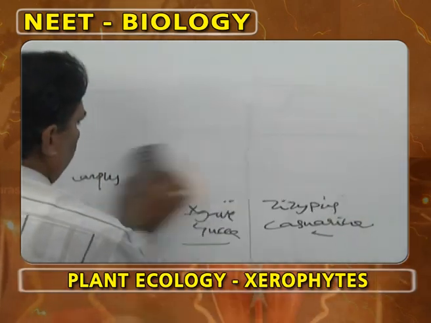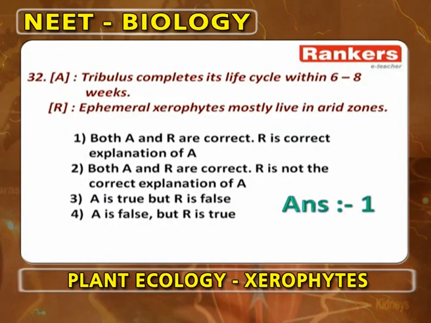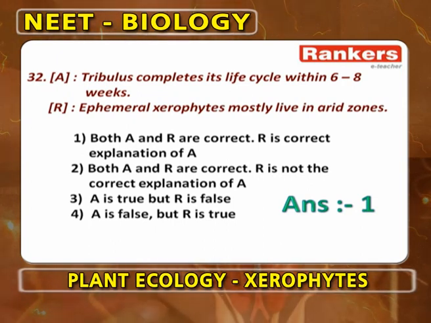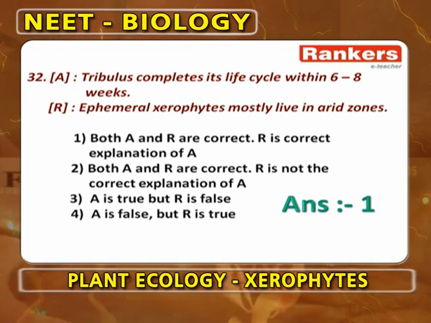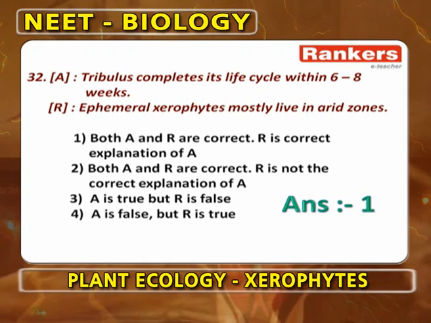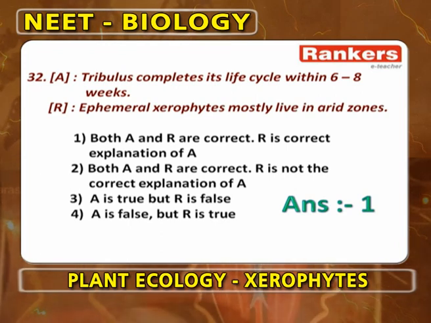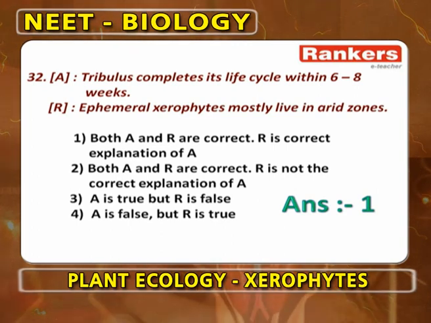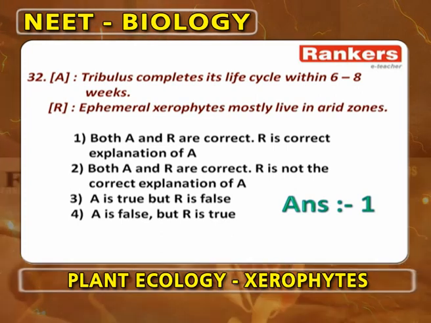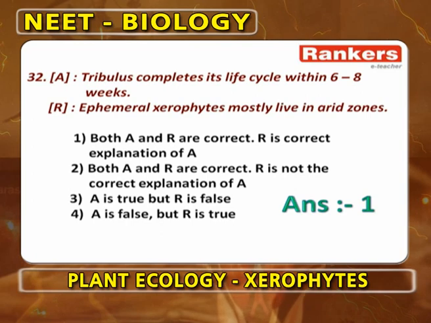So, here the matching column or this question carries: Tribulus completes its life cycle within 6 to 8 weeks. Every ephemeral plant completes its life cycle within 6 to 8 weeks. Why? Because in favorable conditions they complete their life cycle, and in unfavorable conditions they overcome the adverse climatic conditions in xeric conditions in seed-like form. So, Tribulus completes its life cycle within 6 to 8 weeks is correct. Ephemeral xerophytes mostly live in arid zones is correct. Because they grow in arid zones, they live 6 to 8 weeks. So, both A and R are correct. R is the correct explanation of A.